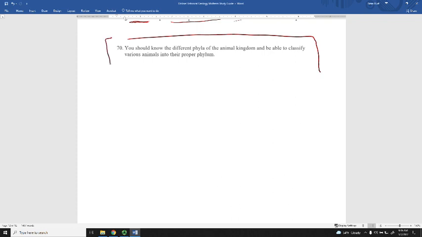All right, so you should also know the difference in the phyla of the animal kingdom, and you should be able to classify various animals into their proper phylum. So you should know the different phyla. There are 10 phyla for animals. Okay, the first one, so I'm going to write 1, 2, 3, 4, 5, 6, 7, 8, 9, 10.